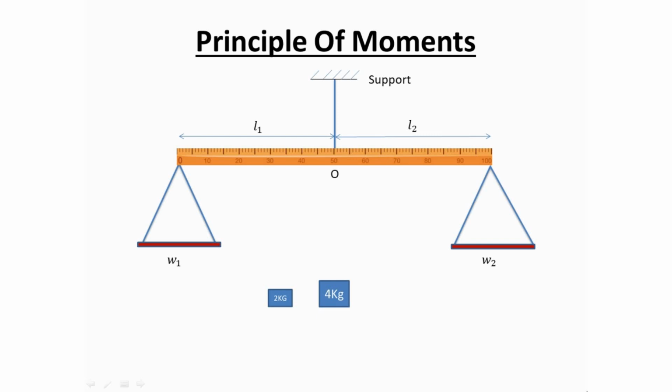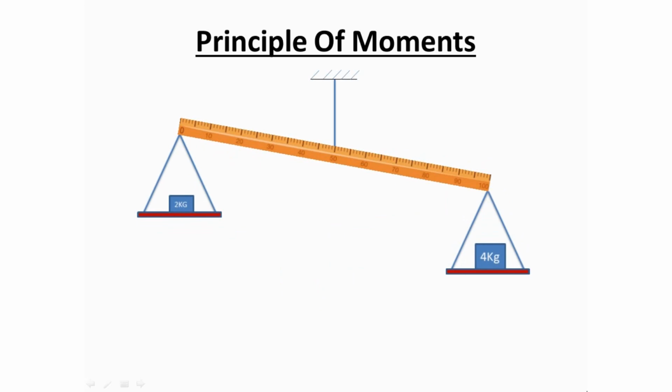We know that the weight of an object is always directed downwards towards the earth due to earth's gravitational pull. So, the weight in the left pan will tend to turn the meter rule in anticlockwise direction, whereas the weight in the right pan will tend to turn the meter rule in clockwise direction. Now, I have two weights of mass 2 kg and 4 kg. If I place 2 kg in the left pan and 4 kg weight in the right pan, we can observe that the ruler rotates in clockwise direction.